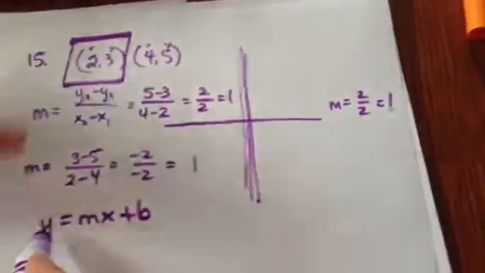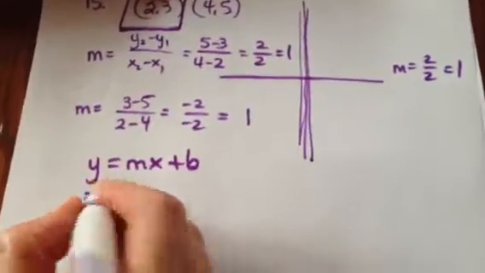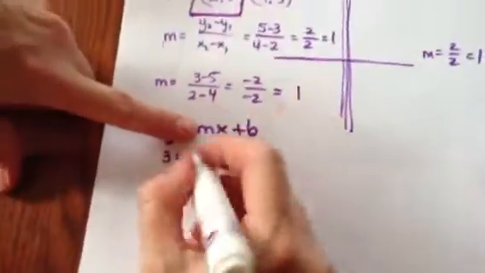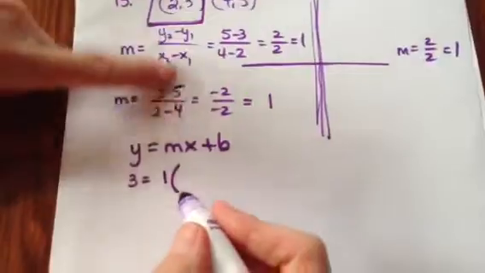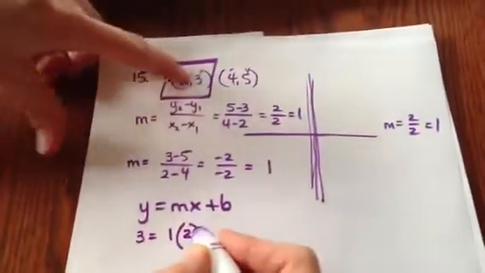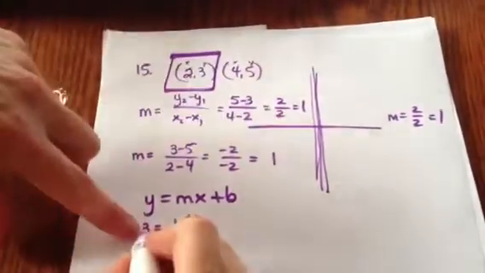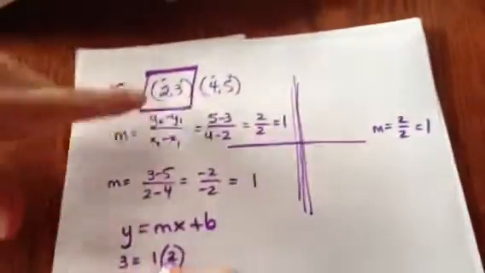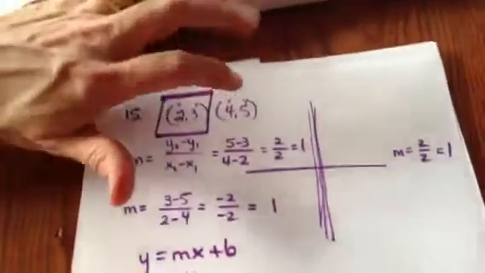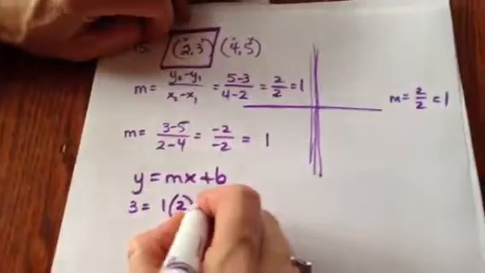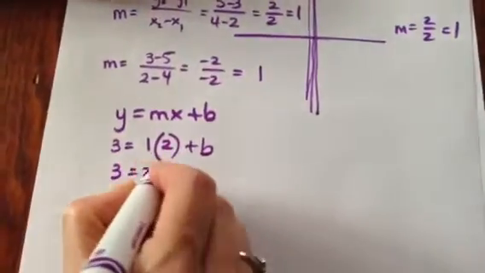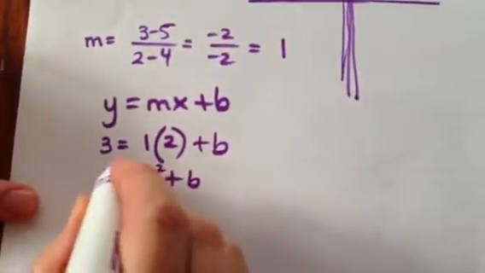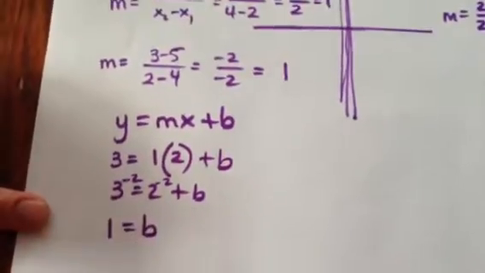So for my y, I'm going to plug in 3. For my slope, we found the slope to be 1. My x value is 2. Make sure you use the same point, okay? If you're going to use your 3 from this point, make sure you use the x on this one. You can't use part of this point and part of that point. Okay, so when you solve this, subtract 2 from both sides, you're going to get b equals 1.